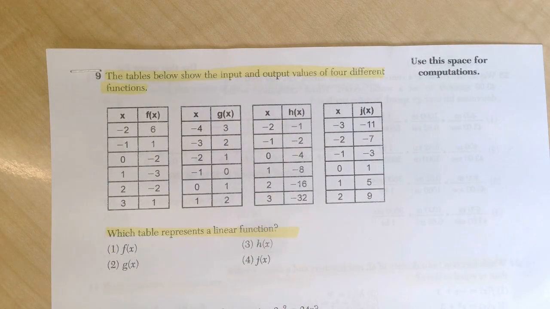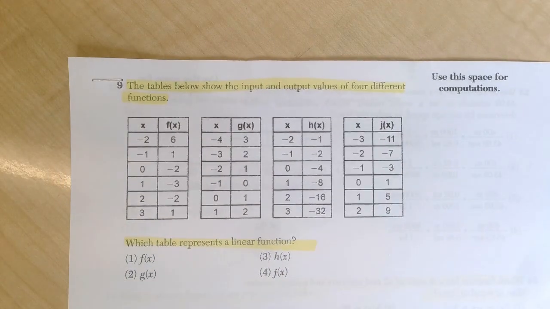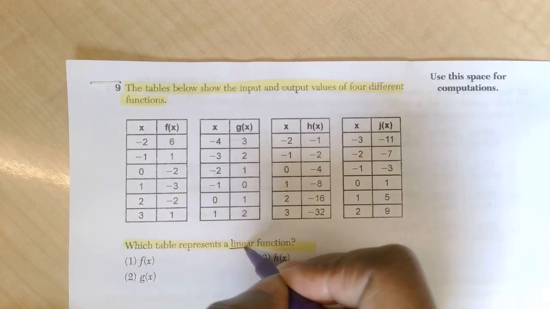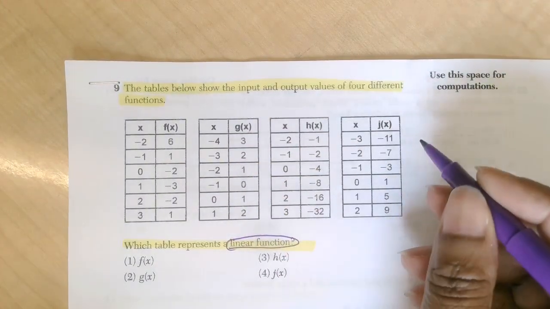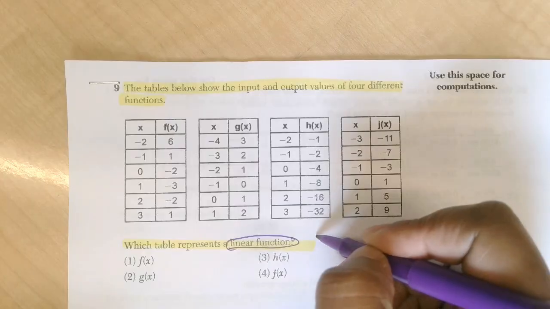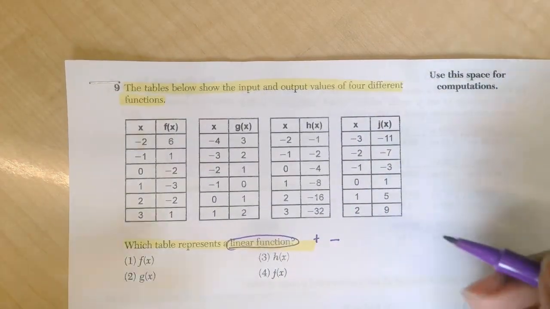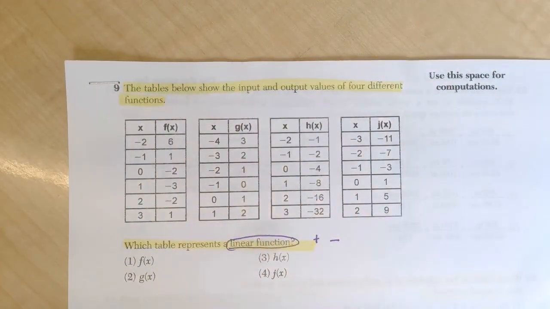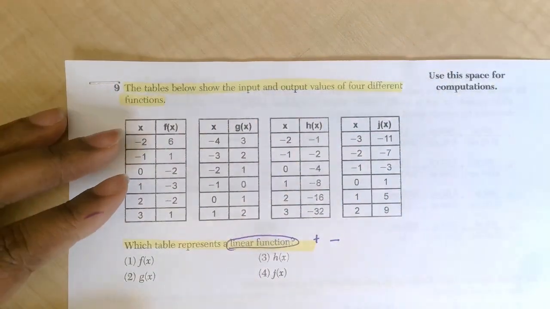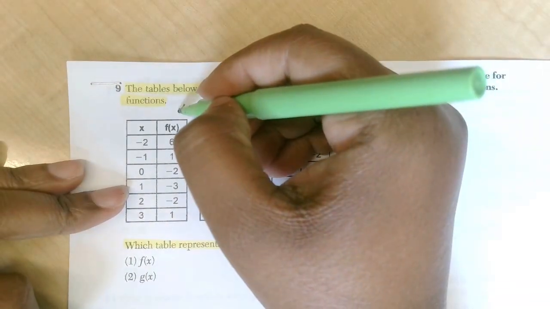So the first one says, and this was August 2025, the tables below show the input and output value of 4 different functions. Which table represents a linear function? So we know for a linear function, there are only 2 possible signs, addition or subtraction. So in our tables, we are going to see which one of them we can subtract and which one we can add. Okay, wonderful.